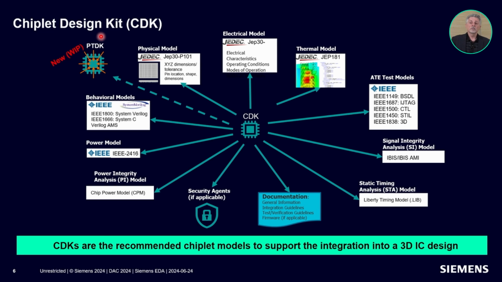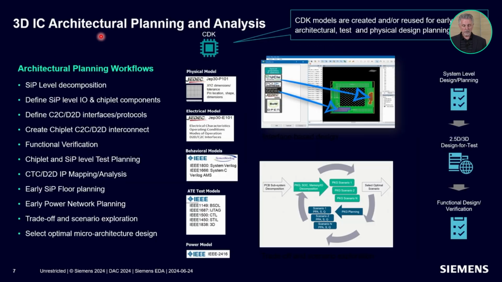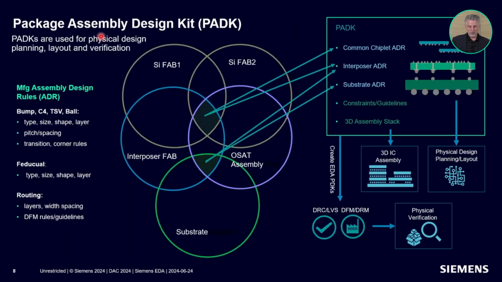The idea is those can be used to map a specific chiplet pin to those protocols, and they can be used in different portions of the workflow. So all of these models are what we call the CDKs, and these are the recommended chip models that are necessary to support. Now, the remaining slides will talk about the, we'll start with the assembly design kits.